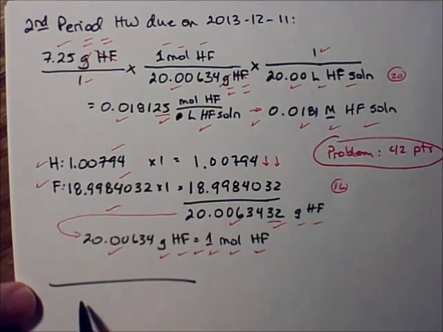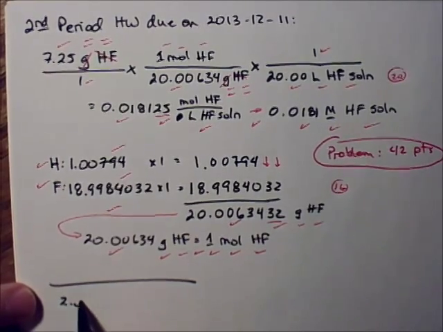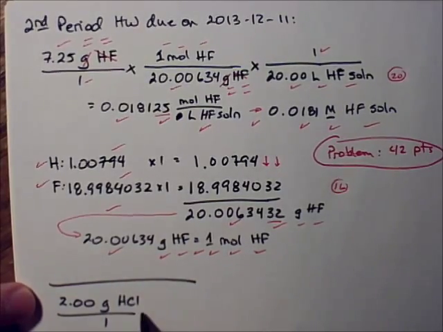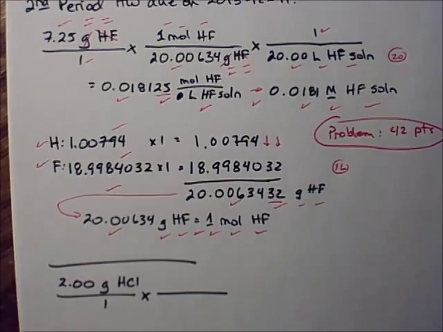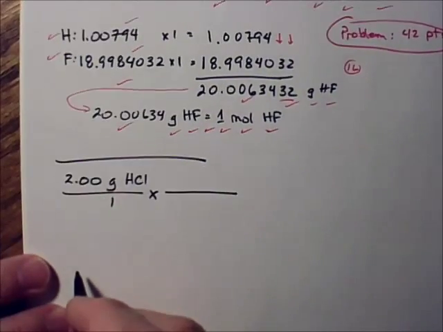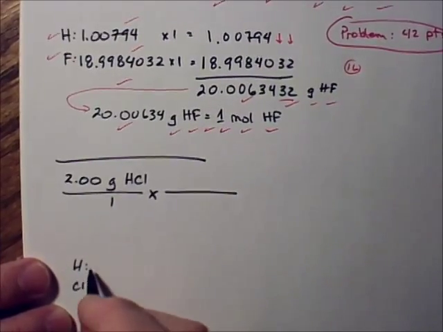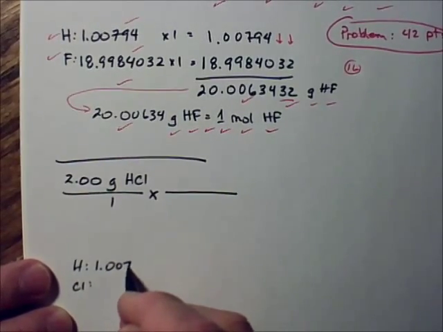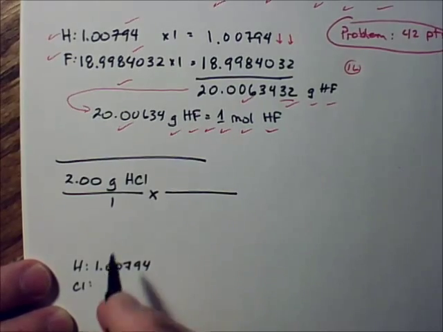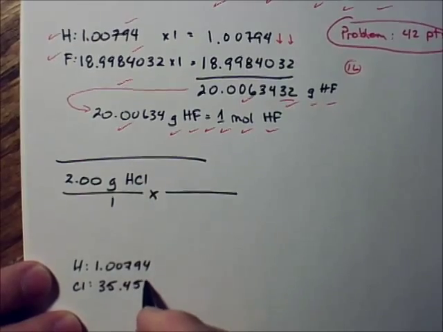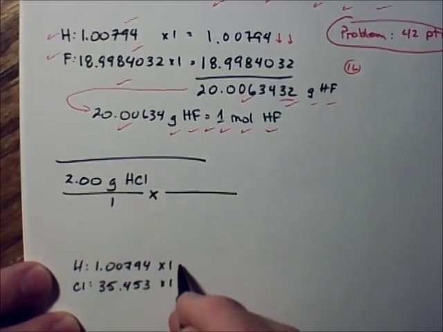So we start with 2 grams of hydrochloric acid. Need to find its molar mass. Atomic mass of hydrogen, atomic mass of chlorine, and 1 of each of these.